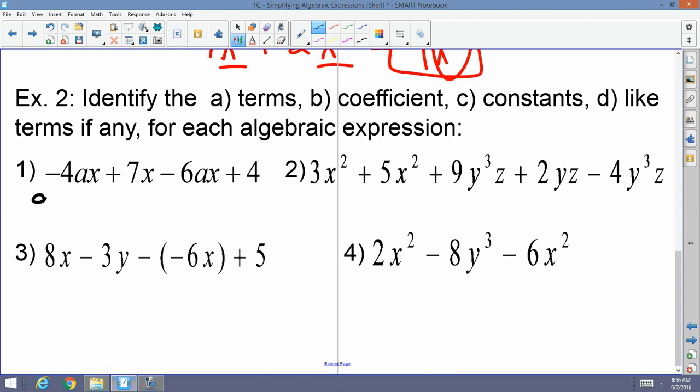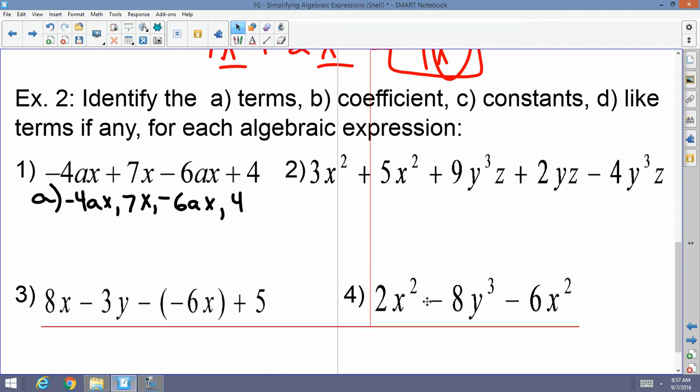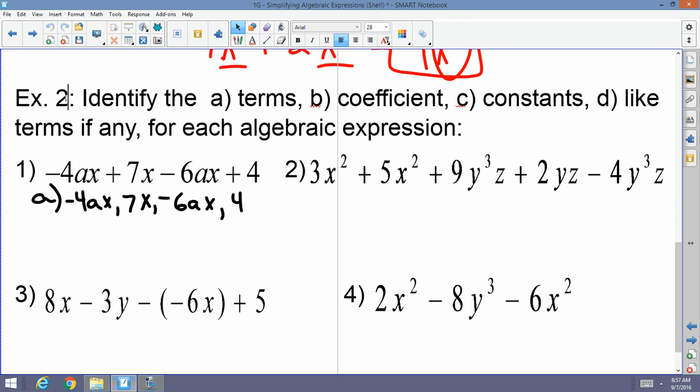A are the terms. Okay, the terms here are negative 4ax, positive 7x, negative 6ax, and positive 4. All of those are terms. There are 4 terms here. Okay, remember terms are numbers, variables, or the product of numbers and or variables. Let me go ahead and move this a little bit down so we could have more space. And this is actually example 1. Okay, so let's get to it.